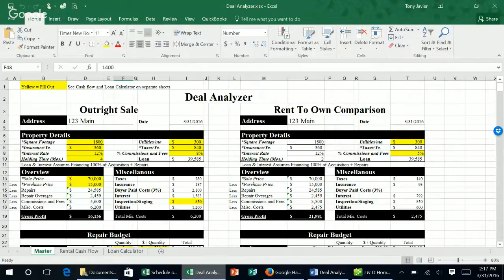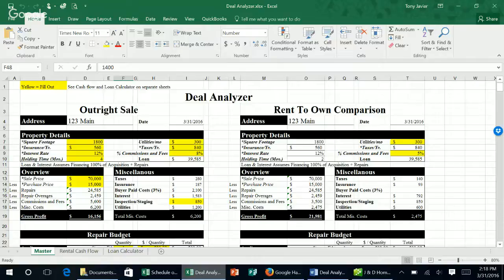That's one thing that other guys who teach this type of thing do: they will lock their cells and make it so that you can't customize your spreadsheet. If you have the base of the deal analyzer and you mess up a formula or something, all you've got to do is have a copy saved, or go to this page in the future and download it again and get a brand new fresh version.